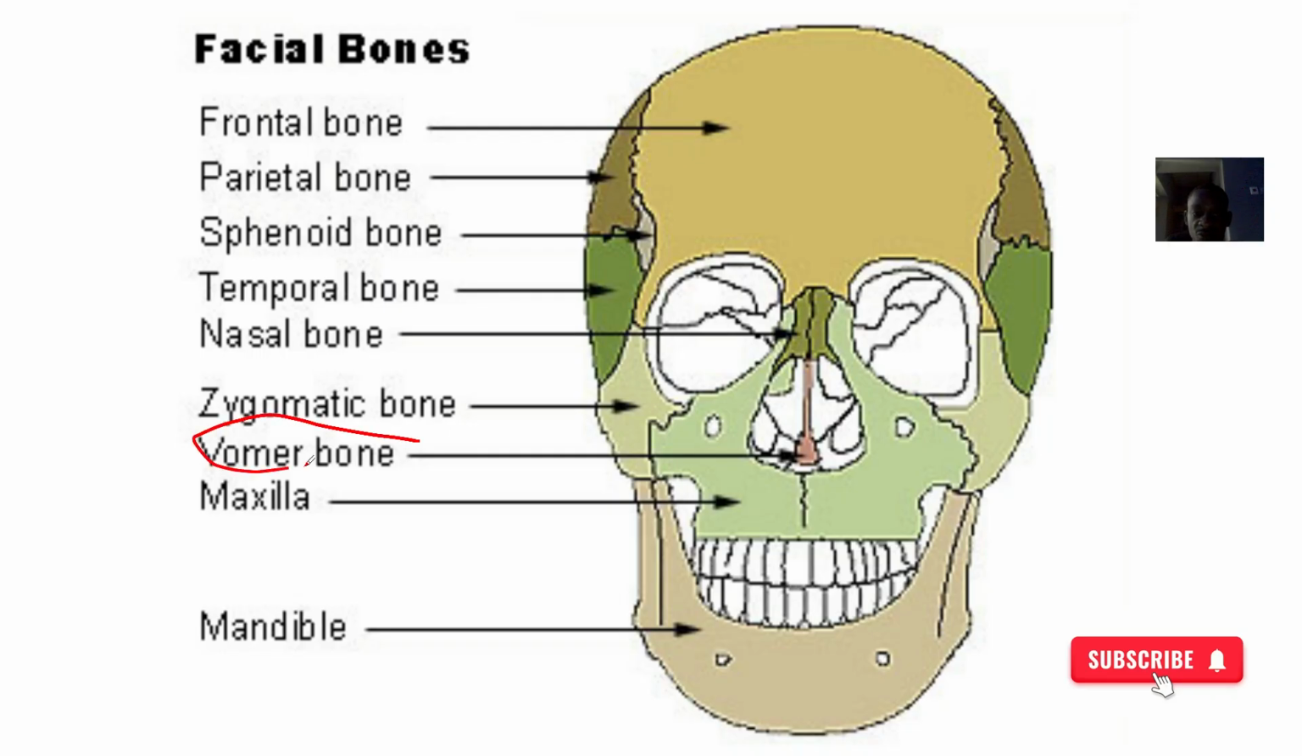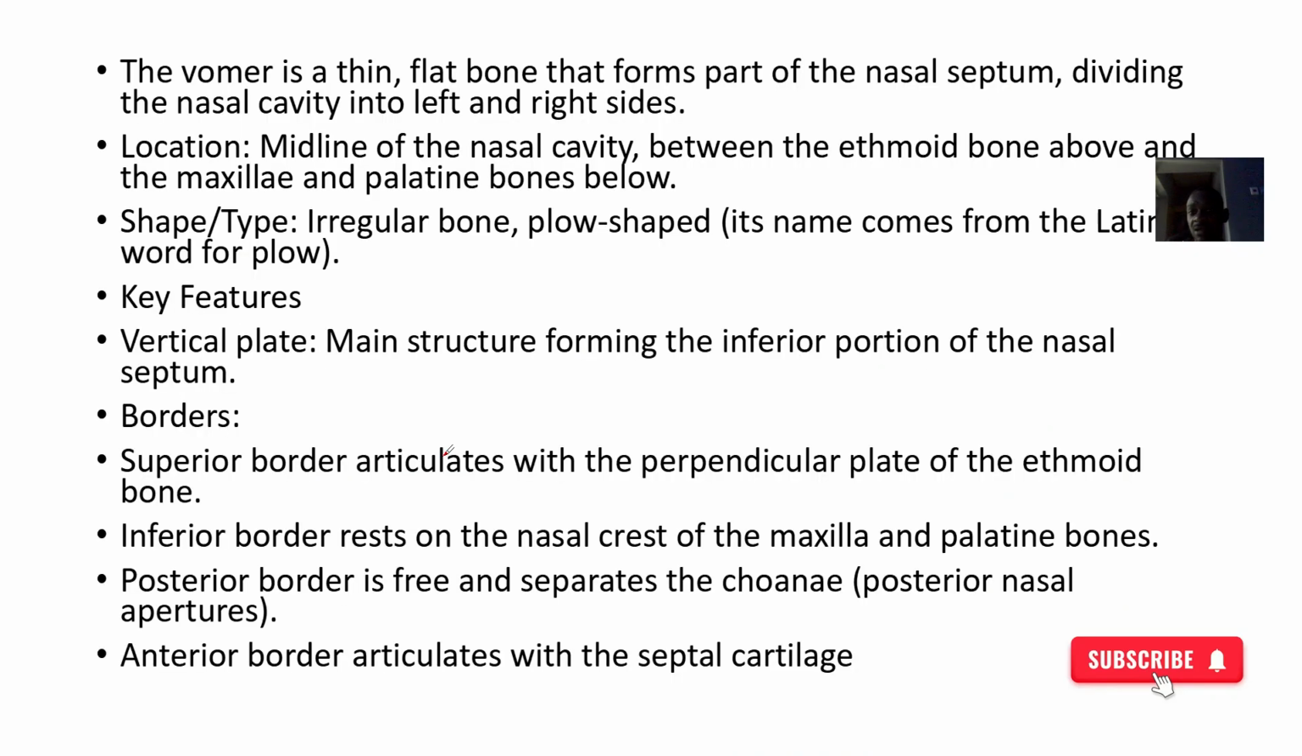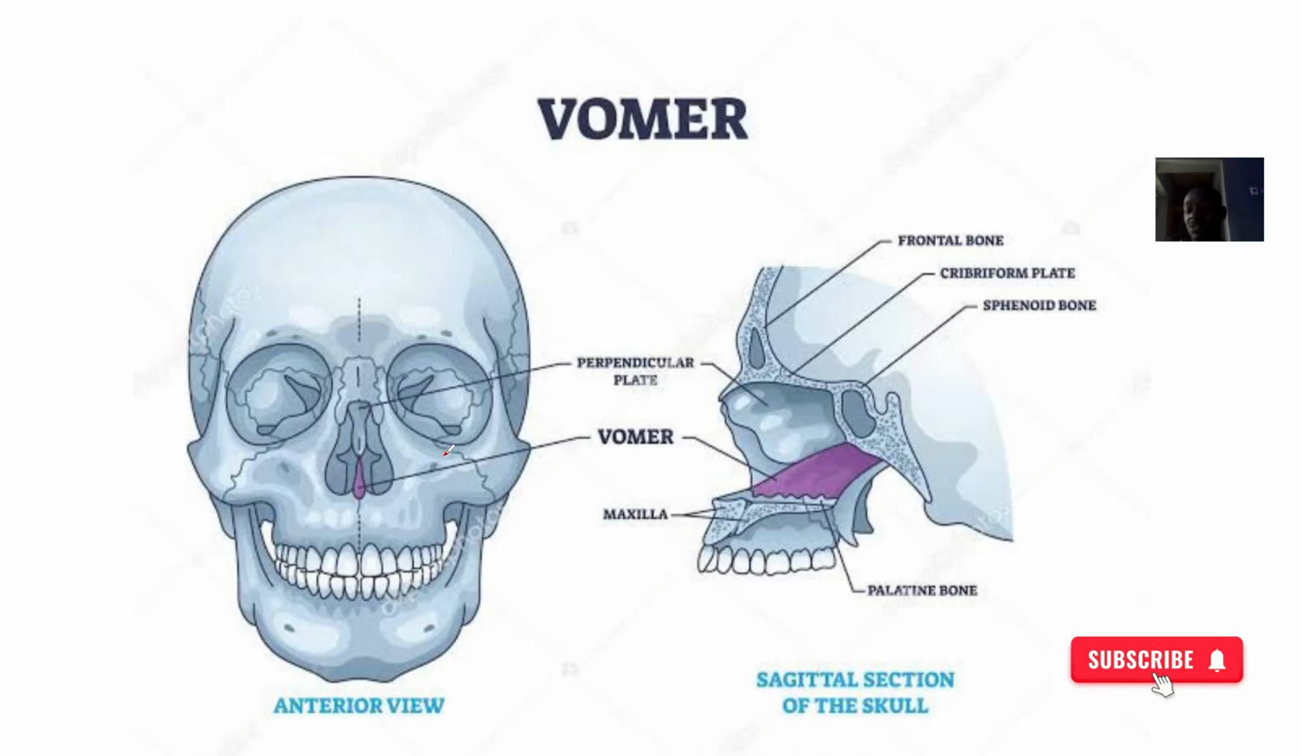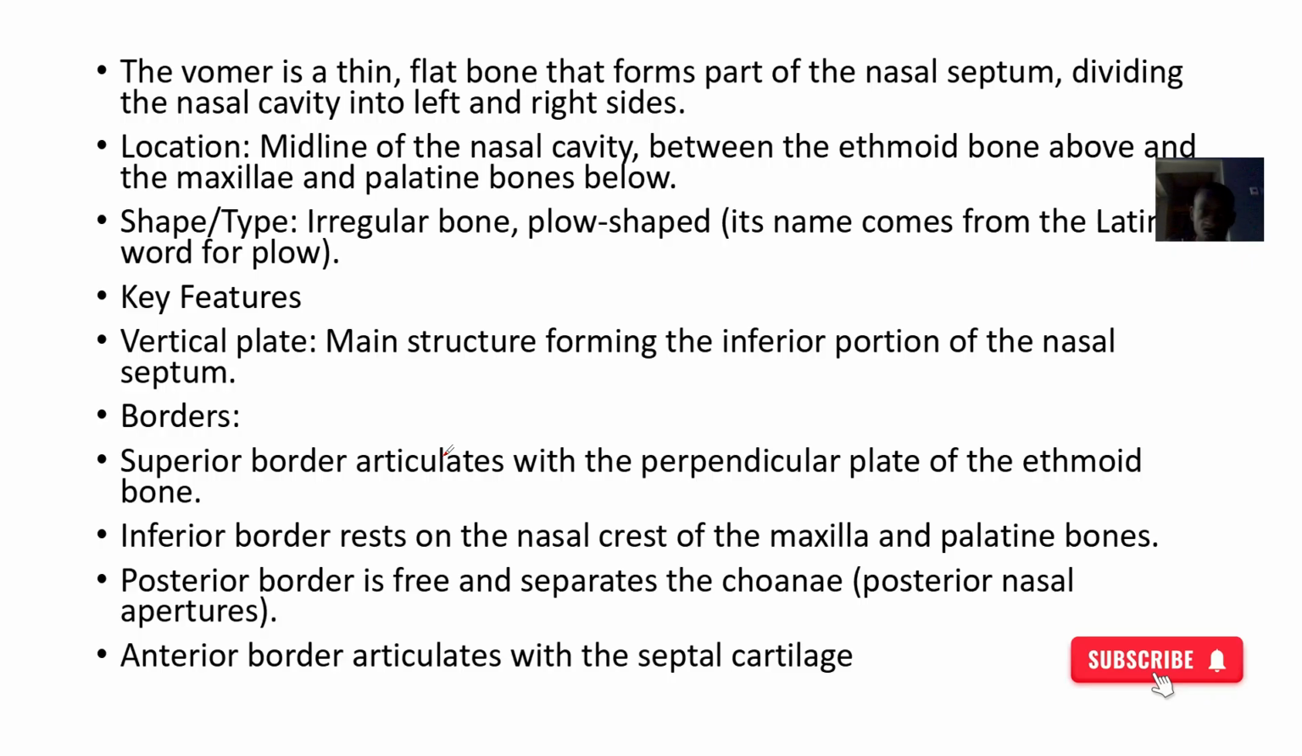Vomer bone. So the vomer bone is more like the soft part of your nose. Behind the soft part of your nose, you have this bone that is not always celebrated, but it's always there to support your nose, and they call this bone the vomer bone. The vomer bone is generalized as a thin, flat bone, and it forms part of the nasal septum. It divides the nasal cavity into the left and the right sides.